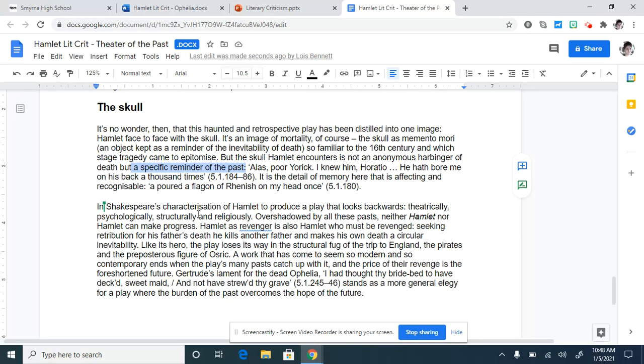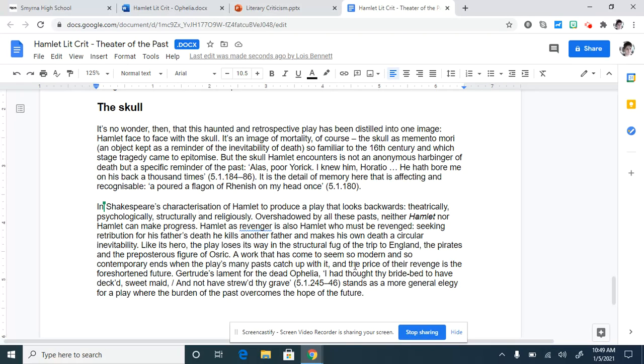Now the paper moves to its conclusion. In Shakespeare's characterization of Hamlet, to produce a play that looks backward, theatrically, psychologically, structurally, and religiously. That's a sentence fragment. I'm not sure why it's there. Overshadowed by all these pasts, neither Hamlet nor Hamlet can make progress. Hamlet as a revenger is also Hamlet who must be revenged. Seeking retribution for his father's death, he kills another father and makes his own death a circular inevitability. Like its hero, the play loses its way in the structural fog of the trip to England, the pirates, and the preposterous figure of Osric.